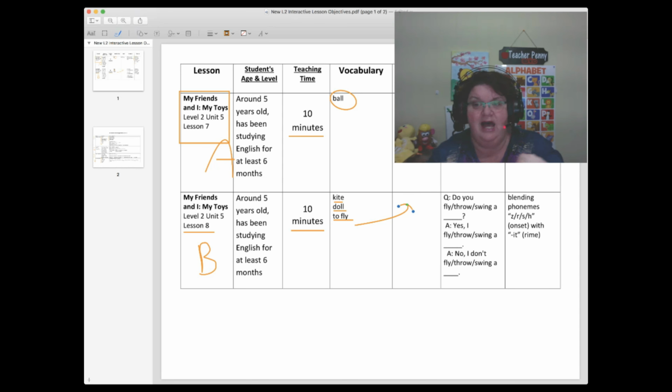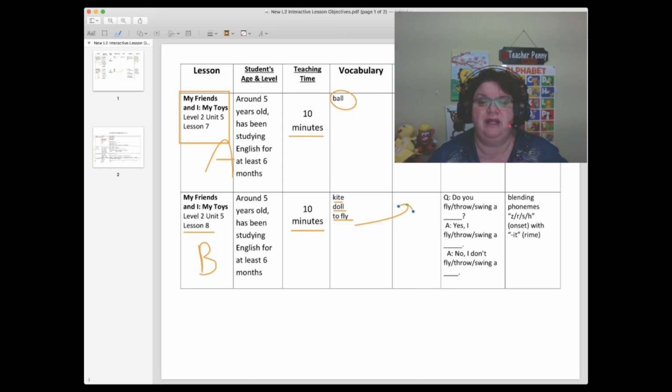I always do it in a little sing-songy way, swing on a swing, and they get it a little bit better there. You're getting the positive and the negative answer. Yes, I throw a ball. No, I don't throw a kite. You're getting the positive and negative answer on those.